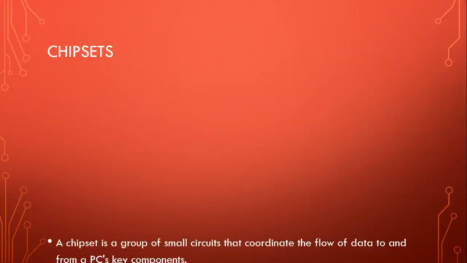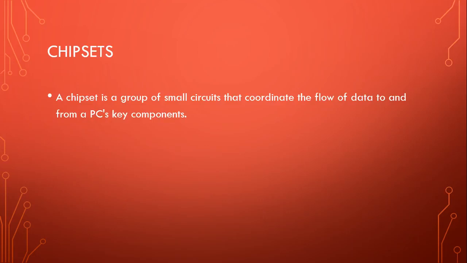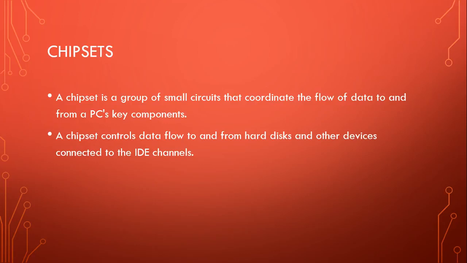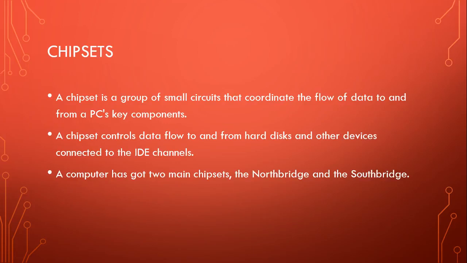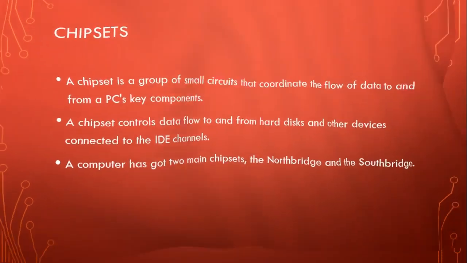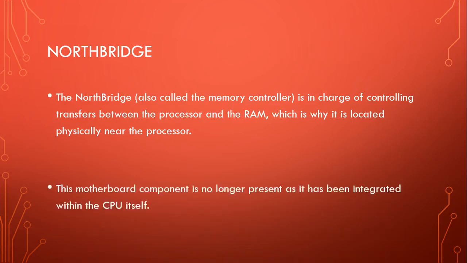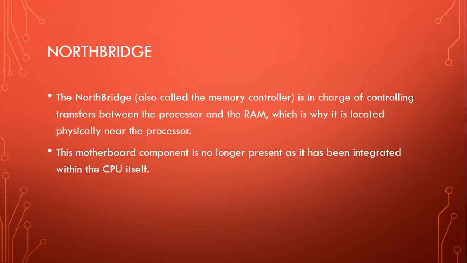All right, we need to talk next about chipsets. Now, a chipset is a group of small circuits that coordinate the flow of data to and from a PC's key components. A chipset controls the data to and from the hard disk and other devices which are connected to the IDE channels. The computer typically has 2 main chipsets, the north and the south bridge. The north bridge, also known as the memory controller, is in charge of controlling transfers between the processor and the RAM, which is why it's located physically near the processor. Now, this motherboard component is typically no longer present, as a lot of those features have now been integrated into the CPU itself.